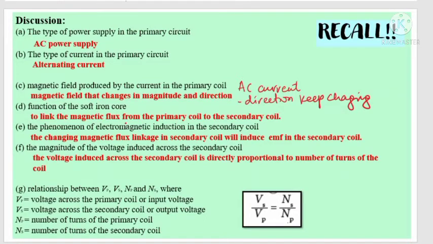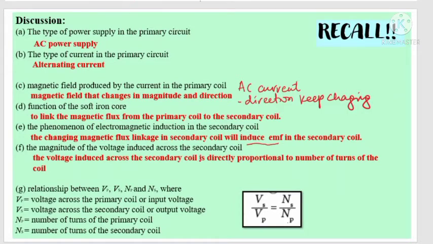This is the phenomenon of electromagnetic induction in the secondary coil. The changing magnetic flux linkage in the secondary coil will induce an EMF in the secondary coil. Due to the use of the soft iron core that links the magnetic flux from the primary coil to the secondary coil, it will cause a change in magnetic flux in the secondary coil. So this will induce an EMF in the secondary coil.